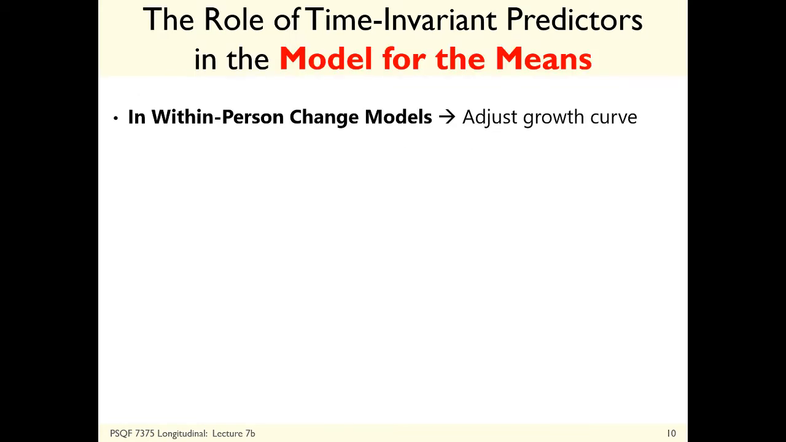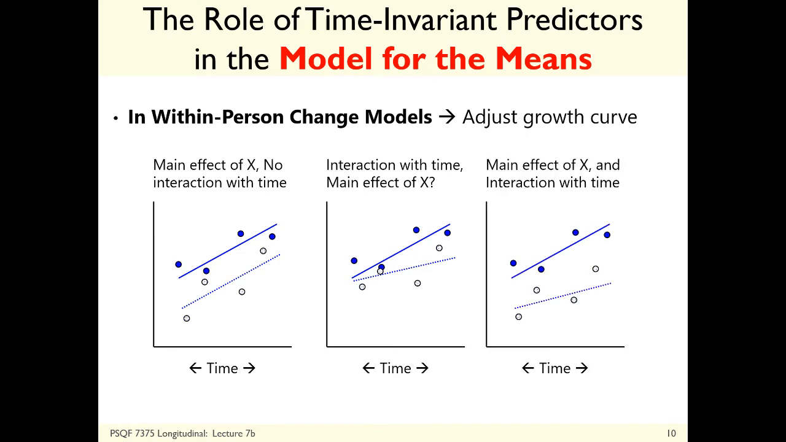So in terms of what these predictors can do, in within-person models of change, time invariant predictors adjust the growth curve. So here are 3 potential scenarios. On the left, let's say that x is a grouping variable where one group is the dark blue line and one is the dotted line. If you have a main effect of x, that's a shift on the intercept. So that's one thing that time invariant predictors can do. If you put their main effect in the model, they're shifting the intercept.